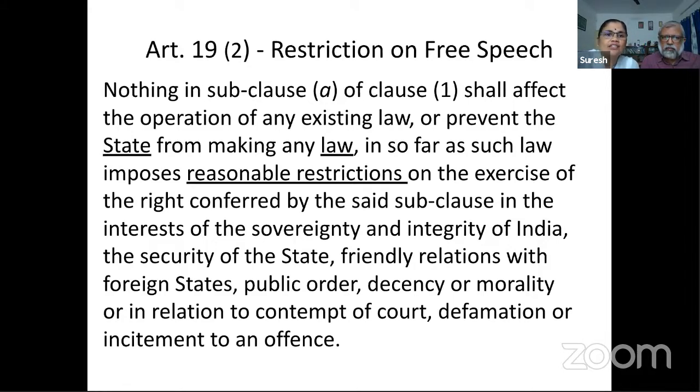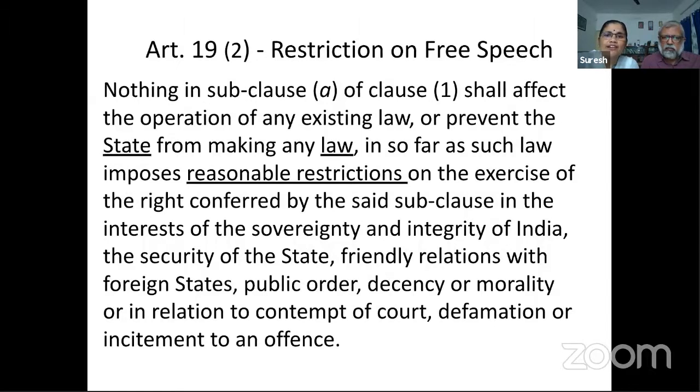So insofar as such law imposes reasonable restrictions, now these are terms again which are of very big significance when we are looking at the law itself, because reasonable restrictions here, the word reasonable has a lot of meaning in it, so please bear that in mind. Reasonable restrictions on the exercise of the right conferred by the said clause in the interests of, now these are the list of restrictions which the article contemplates.